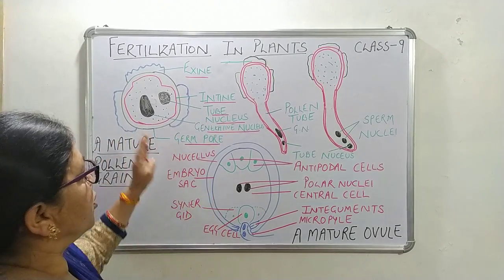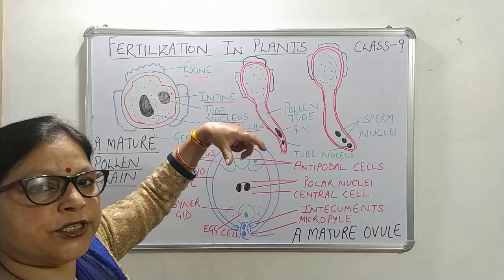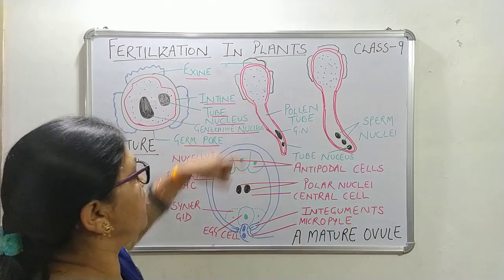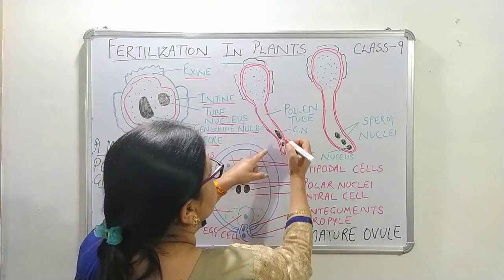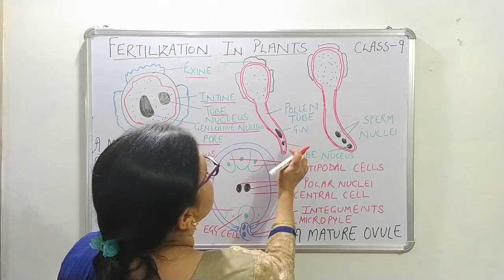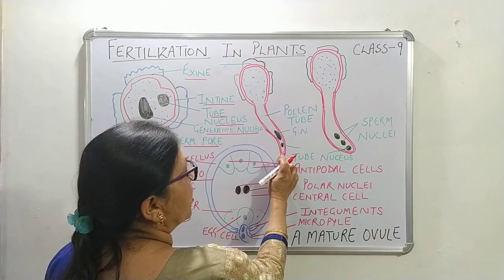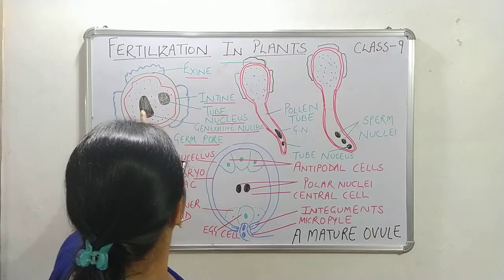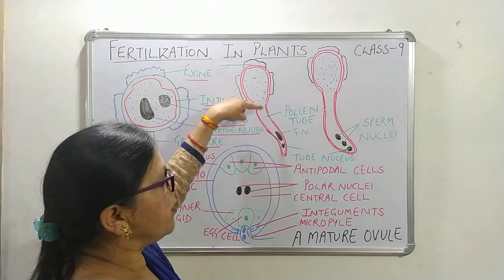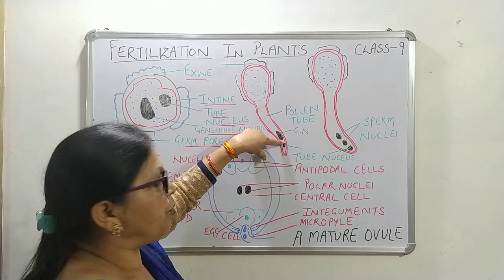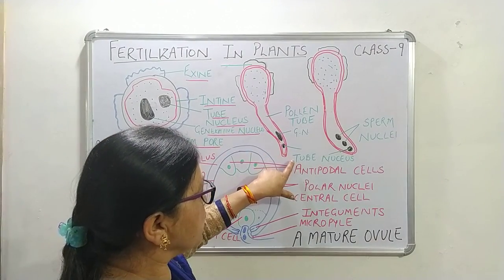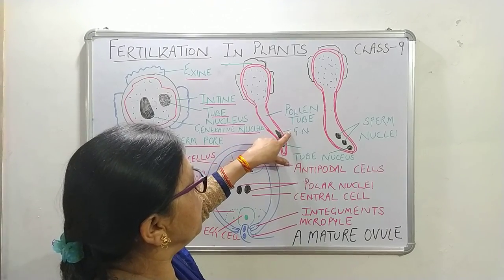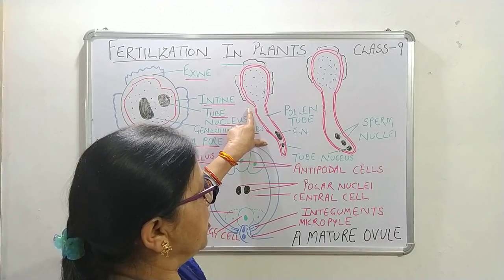After some time, when this pollen grain is deposited on the top of the stigma, on the female part of the flower, it will start germinating. That means a pollen tube will arise from the germ pore. Now these two nuclei will come to the tip of the pollen tube. So the tube nucleus is towards the tip, followed by the generative nucleus. So this is the pollen tube.